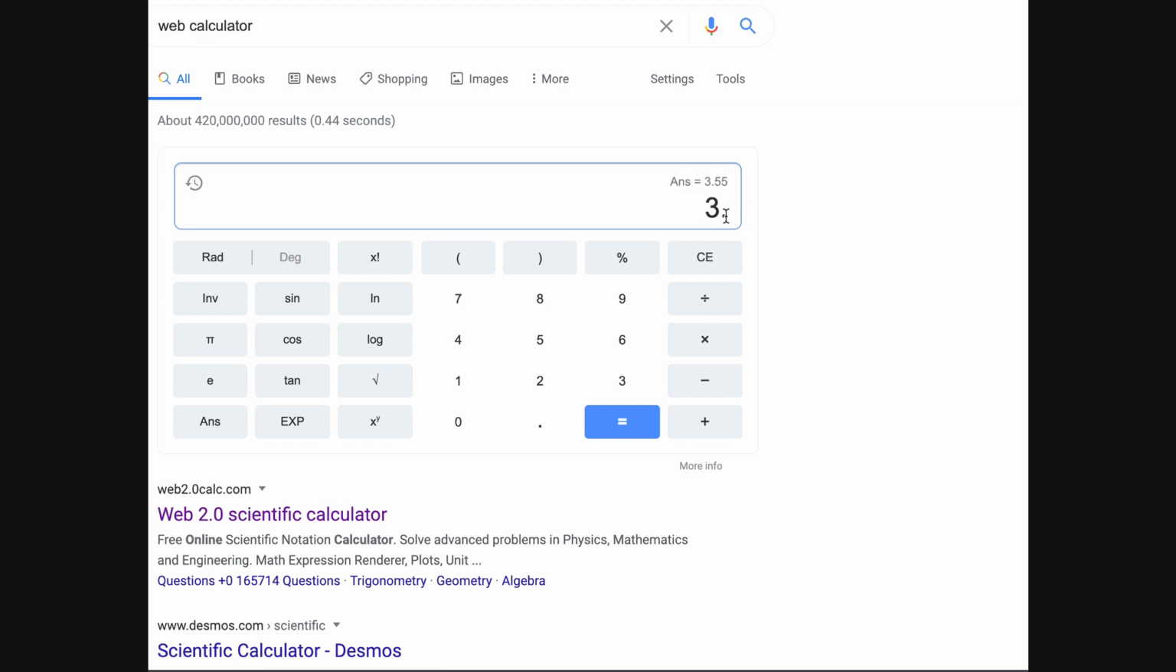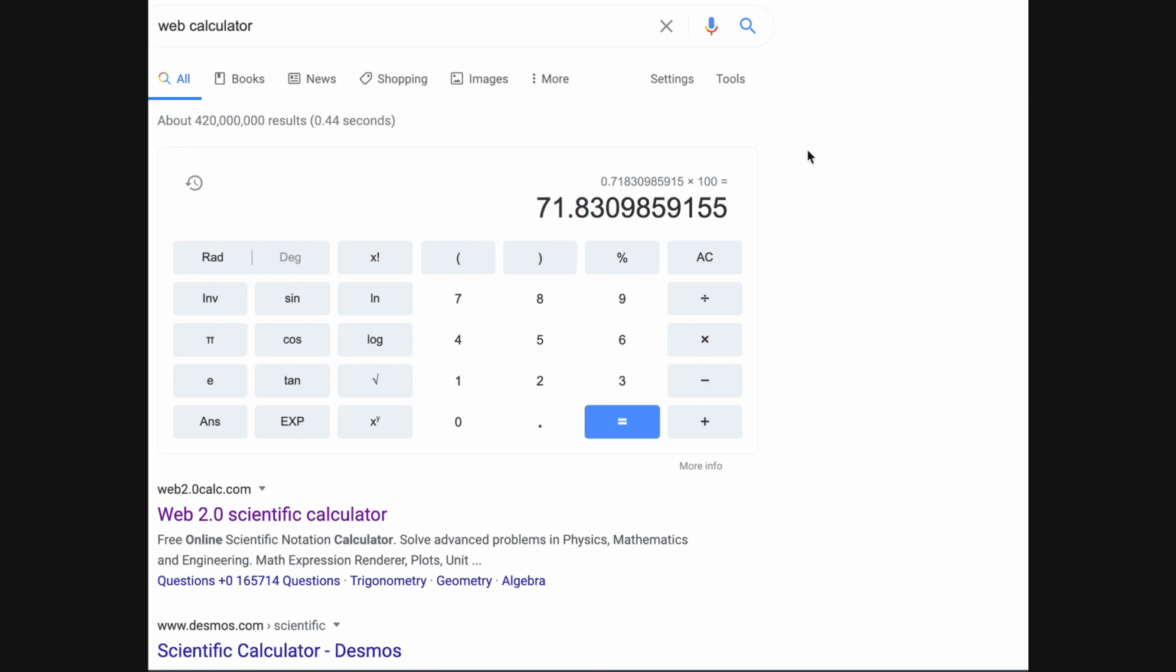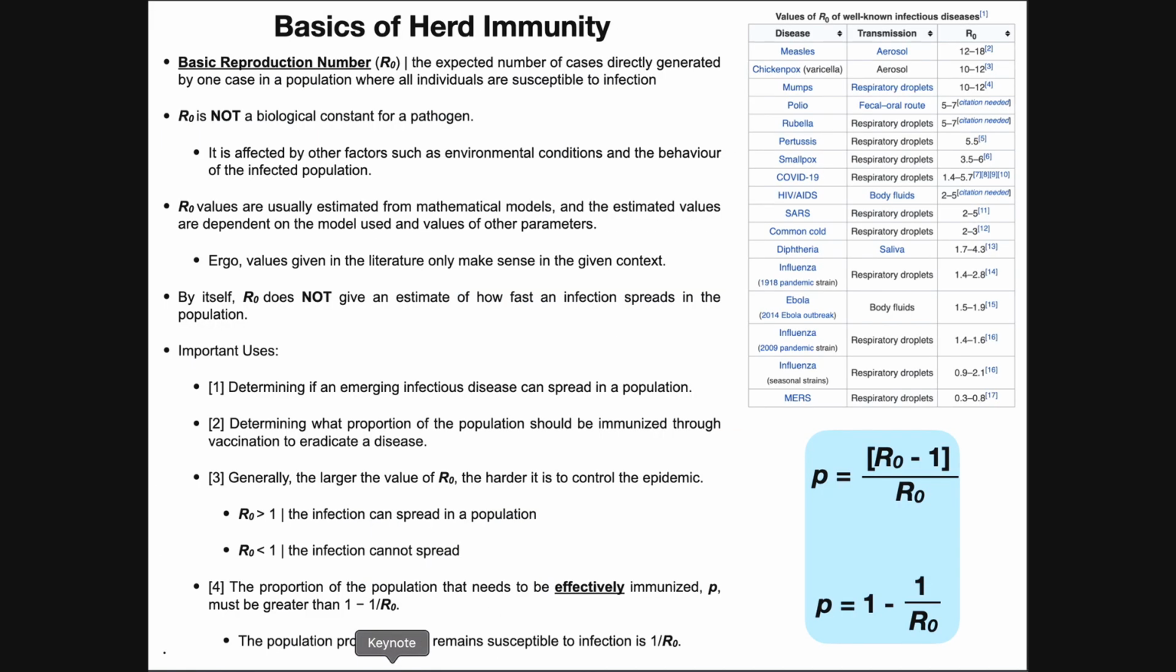So let's do 3.55 minus 1, and then again divide by 3.55. And then I'll take this decimal, multiply it by 100%, and you can see here the value I get is about 72%. So that's actually how they do this calculation. Now, they may use more sophisticated mathematical models, but if I take an average of those two R0 values, I'm getting roughly the same thing, about 70%, if we round it to the nearest whole number. So here I have roughly 72% of the population would need to be immunized against COVID-19 in order for the population to have herd immunity.